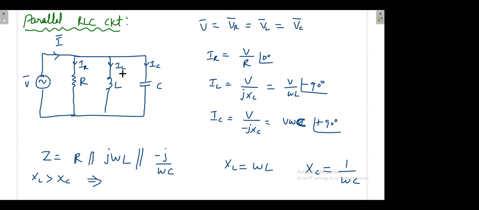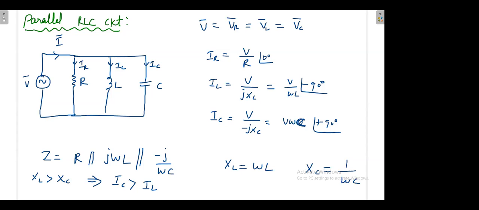I am comparing these two branches. This is providing high impedance. This is providing low impedance. The capacitor is providing low impedance. Then which current will be high, capacitor current or inductor current? Anybody? Capacitor. Okay, so in that case the capacitor current will be higher: IC is greater than IL.